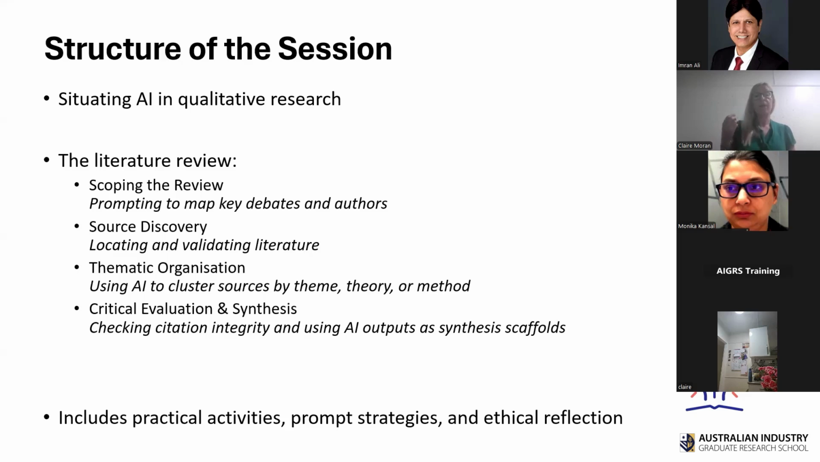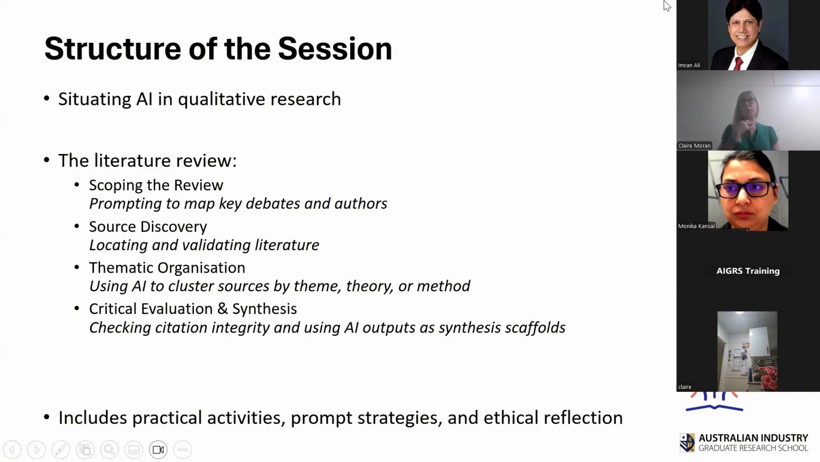So looking at how we can cluster sources by theme, by theory, or by method. And then finally, moving on to critical evaluation and synthesis. So checking citation integrity and using AI outputs as synthesis. So they're kind of our key areas of our literature review that we're going to work through this morning.